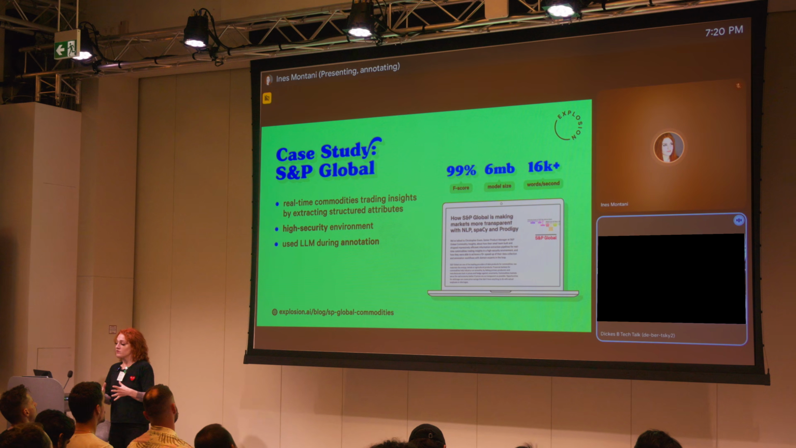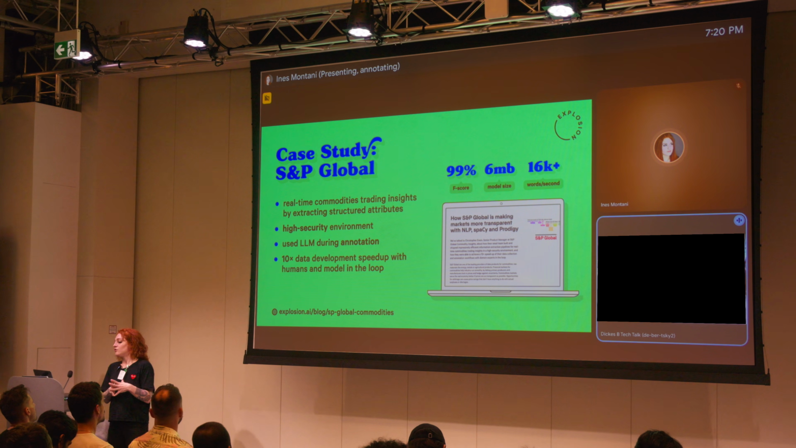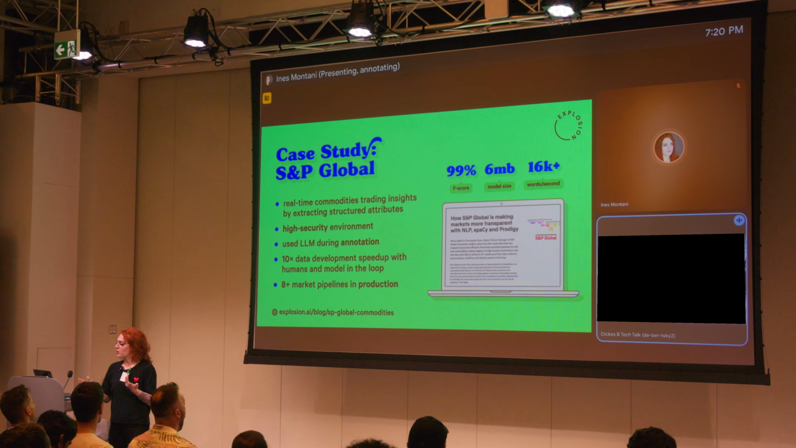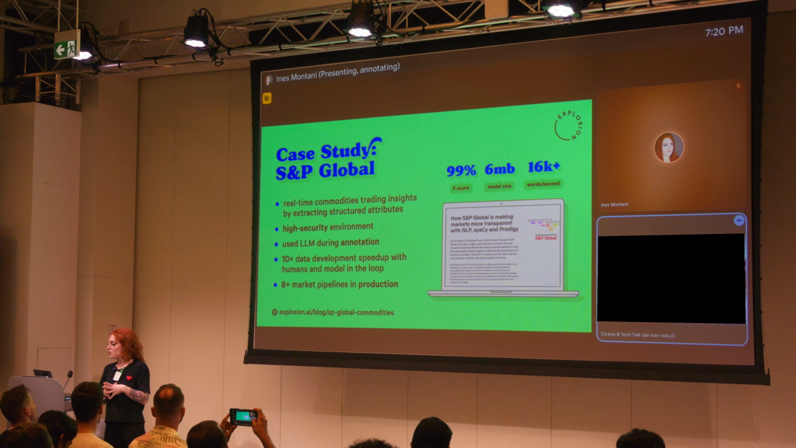And what they actually did was use a large language model during annotation to help them create the data to train their models. And with some smart decisions, they were able to achieve a 10 times speed up of the data development process, with the humans and the model in the loop. And they currently have, I think, over 8 pipelines in production. So this has been a very successful project.